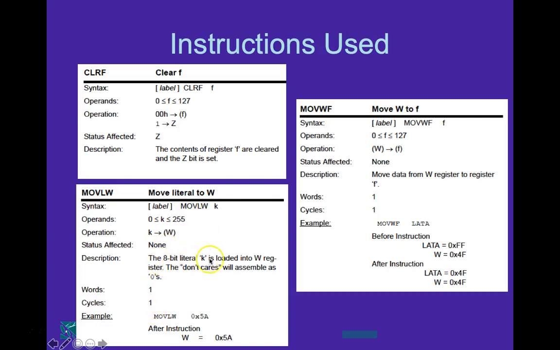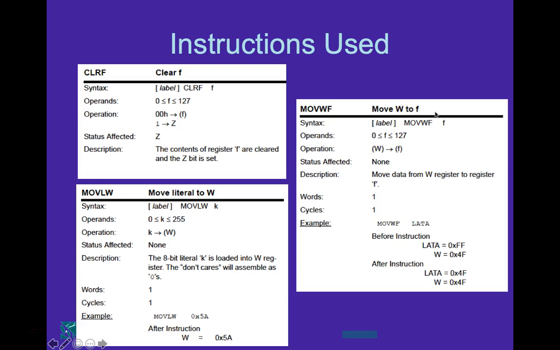The 8-bit literal K is loaded into the W register. The don't cares will assemble as zeros. One quick example is also given: MOVLW 0x5A. If you apply this instruction, then after it you will have W equal to 0x5A. You know that 5 is one number and A is another number in hexadecimal.